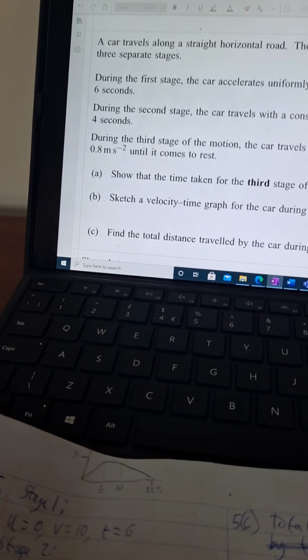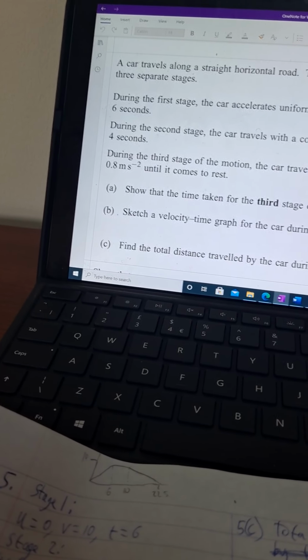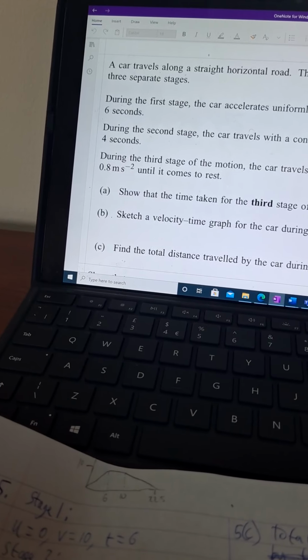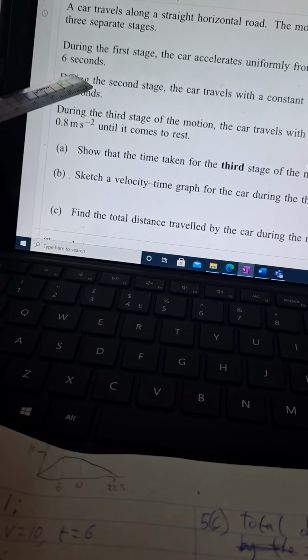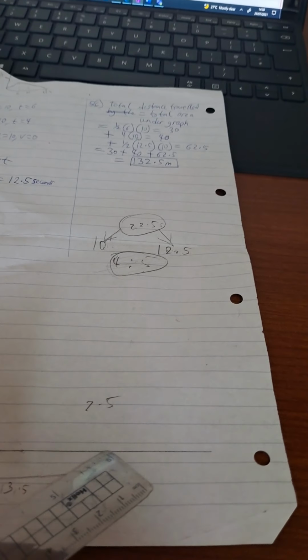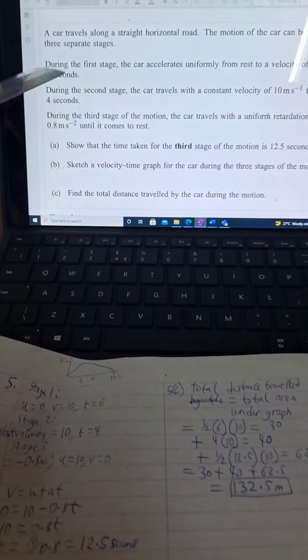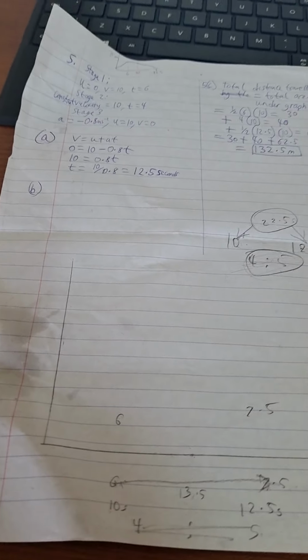When I was deciding how to estimately divide it, if that makes sense, I decided to take the first and second stages as 10 seconds. So 6 plus 4 is 10. So I divide the x-axis into 10 seconds and 12.5 seconds. And then I divide the 10 seconds into the first and second, just to make it easier.